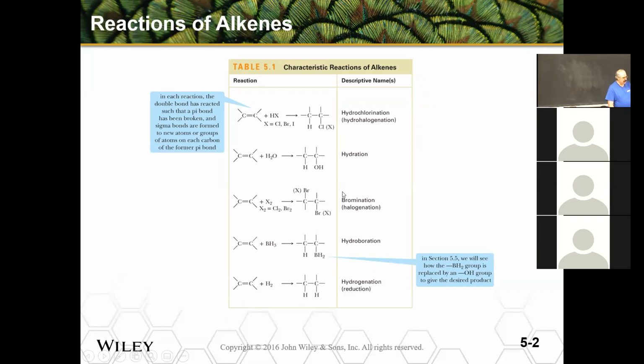Halogenation, most commonly it's bromination, but you can also add chlorine. It's 2 chlorines, so this is not regioselective because it doesn't matter which bromine or which chlorine goes to which carbon. We'll look at hydroboration, which is a little bit different. It's actually an intermediate in preparation of alcohols. And then we'll look at hydrogenation, which is the addition of hydrogen.